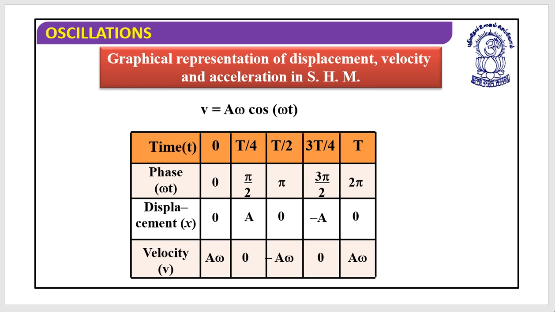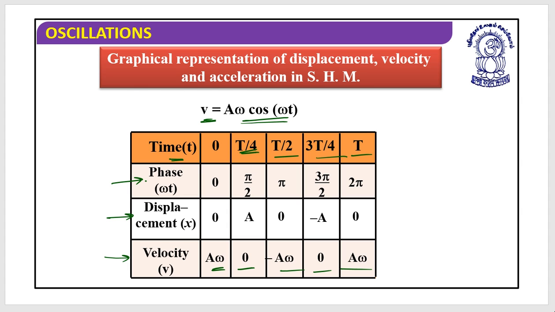So if I summarize it in the same table, V is equal to A omega cos omega t, and I have already written all the previous values as well, so that we can have a comparison. At t is equal to 0, velocity would be the maximum, it's A omega. At T by 4 velocity is 0, at T by 2 it's minus A omega, at 3T by 4 again 0, and at capital T it's A omega. I hope this is clear. Is it clear? Do you understand what we are supposed to do?